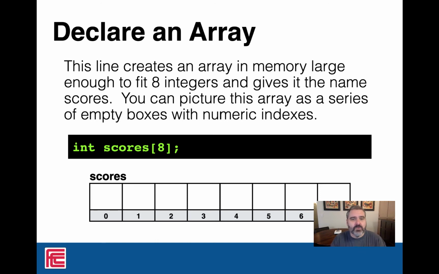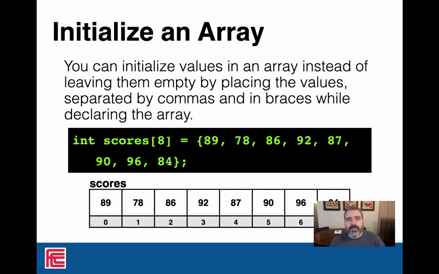Regardless, int scores[8] is going to create an array that can hold 8 different values. If I wanted to, I could initialize those values with an array literal. An array literal is just curly braces with all the values put in, separated by commas. So here I can put in 8 different scores, and those scores will be put in. Now for testing purposes, this is really convenient, really helpful.